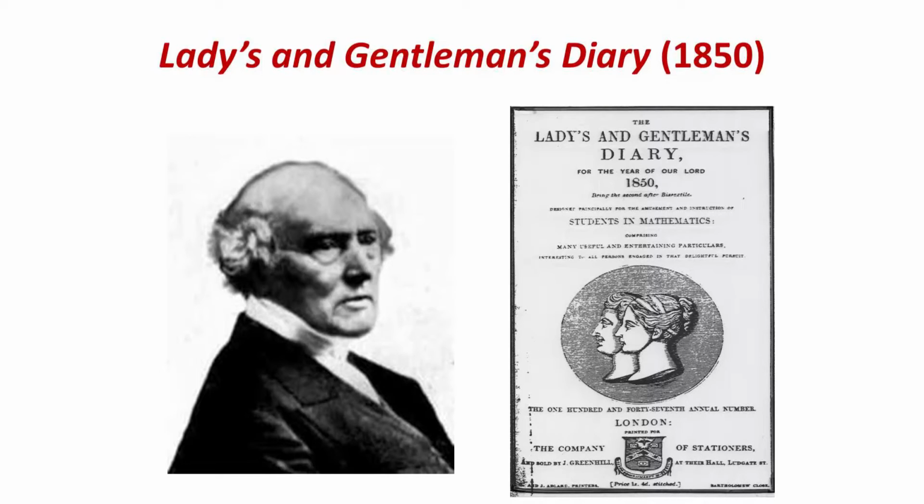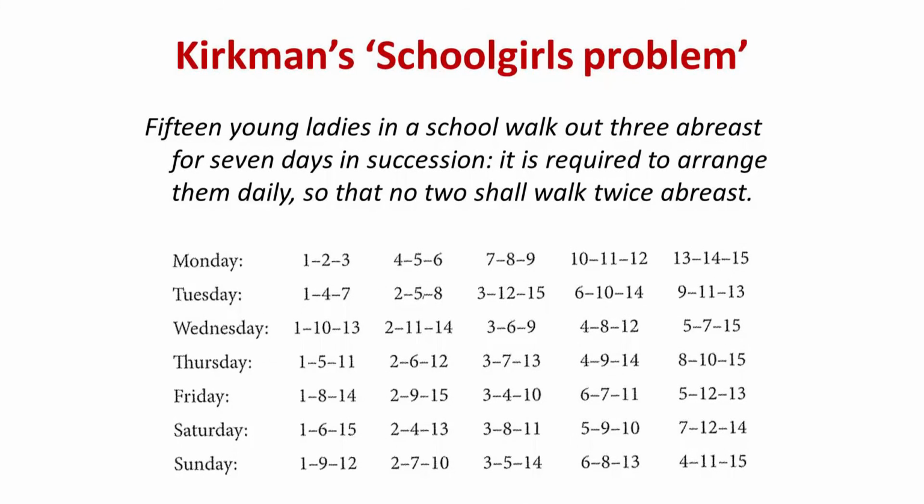What was Kirkman's problem? It came to be known as the schoolgirl's problem, and it was this. 15 young ladies in a school walk out 3 abreast for 7 days in succession. It is required to arrange them daily so that no 2 shall walk twice abreast. When I was professor of geometry here, I gave a talk which I called Problems with Schoolgirls, and heaven knows how many strange websites I ended up on.